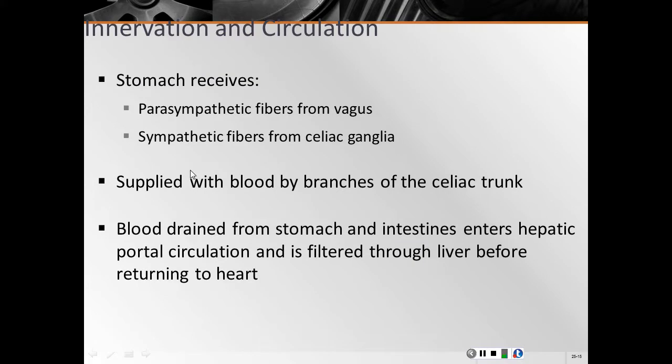Alright, so let's look at how the stomach works overall. Yes, it does secrete various acids to help with digestion of the food. But where are these signals coming from? That's what we're going to look at. We're going to look at the innervation and the circulation of the stomach. The stomach receives parasympathetic nerve fibers from the vagus nerves and sympathetic fibers from the celiac ganglia. It's supplied with blood from the celiac trunk, and all blood drained from the stomach and intestines enters the hepatic portal circulation before returning to the heart.